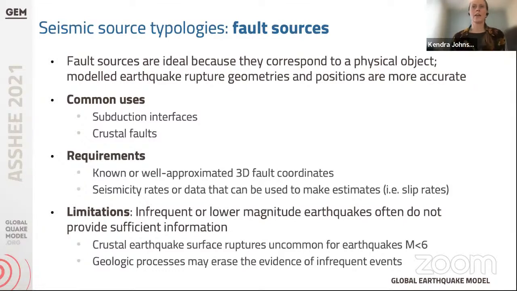The limitations are that infrequent and lower magnitude earthquakes often don't provide sufficient information for us to constrain the structures that these are occurring on. So for example, crustal earthquake surface ruptures are not common for earthquakes that are smaller than magnitude 6 or even 6.5. And likewise, geological processes are sometimes occurring at faster rates than these infrequent earthquake events, even the ones larger than magnitude 6. And so the evidence of these might be erased. So as an example, you may have an earthquake that causes a surface rupture, but then a flood that follows and wipes out the evidence of that former rupture.